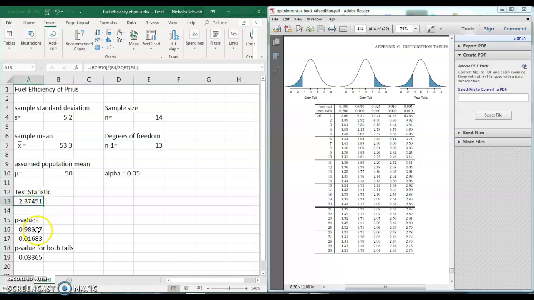We can get our p-value from the test statistic just by typing in t-distribution. Well, this is a t-distribution, right? I'll type in T.DIST. The x value is my test statistic. My degrees of freedom, I just found out, is 13. So I'm going to do comma 13. And I want this to be true. Boop. It says my p-value is 0.983.